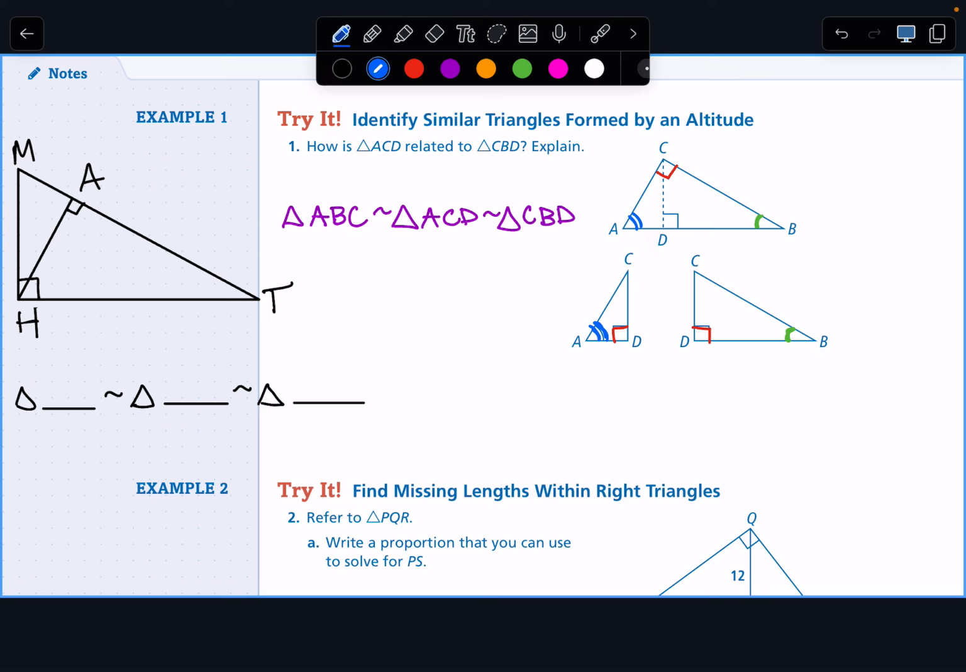Alright, then you got MAH, right? And then you got HAT, right? And then you got MTH for the final triangle, right? Or whatever. Right? I think it should be MHT.